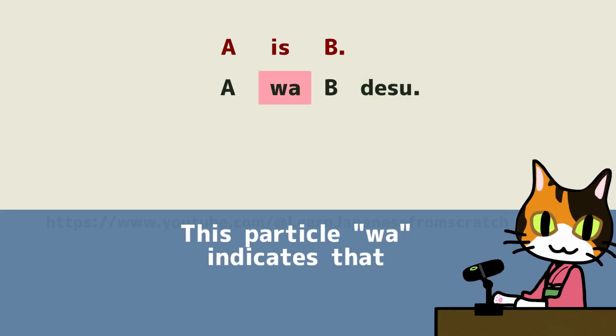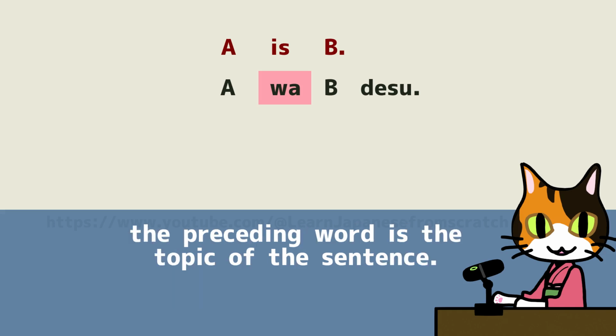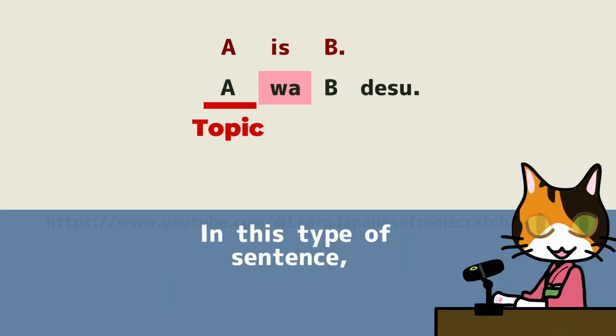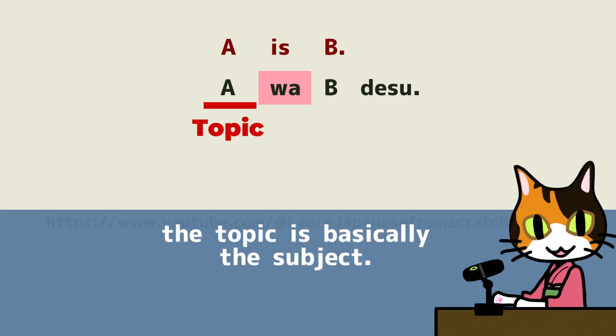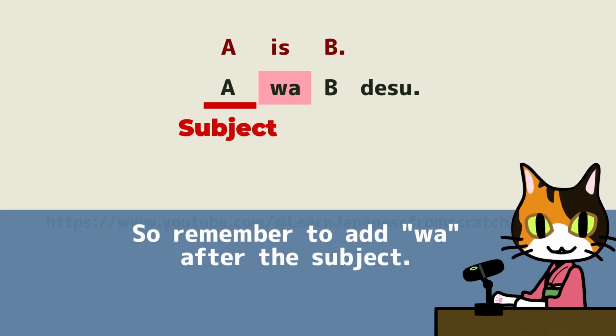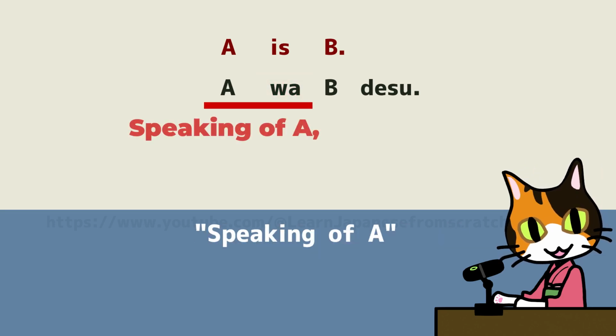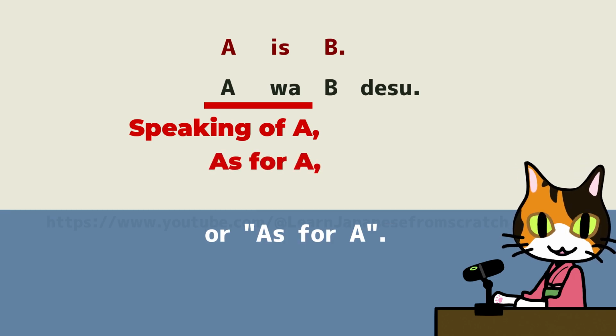This particle, wa, indicates that the preceding word is the topic of the sentence. In this type of sentence, the topic is basically the subject. So remember to add wa after the subject. This part can be translated as speaking of A or as for A.